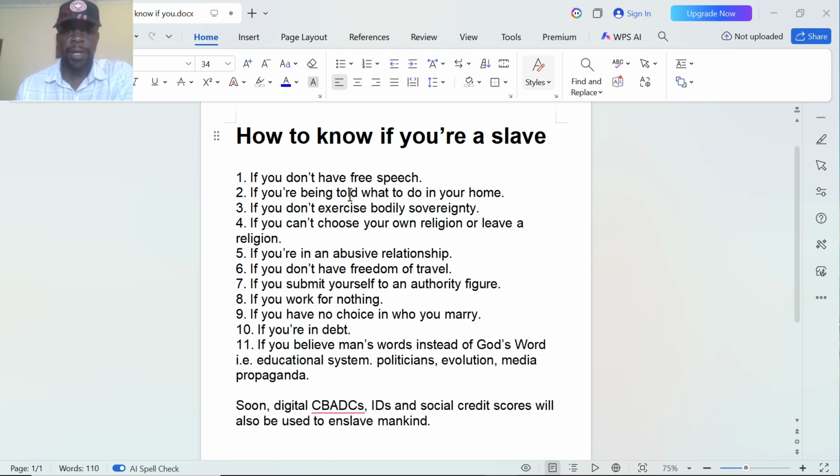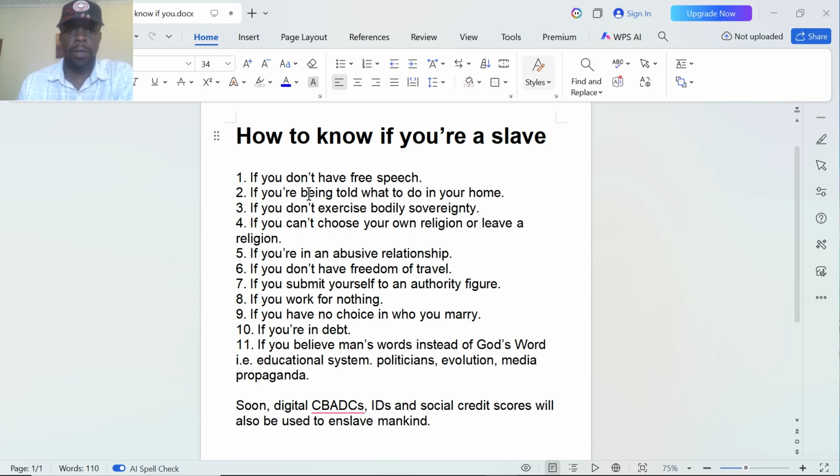I hope this point is clear, that if you're being told what to do in your home, you're not free. You cannot say you're a free man or a free woman when someone else is telling you what to do in your own home. Because when you're in your own home, you can make up your own rules. You can go to bed when you want. You can eat what you want. Without someone else trying to tell you what to do. Because that's the difference between being a child in your parents' home and being in your own home.